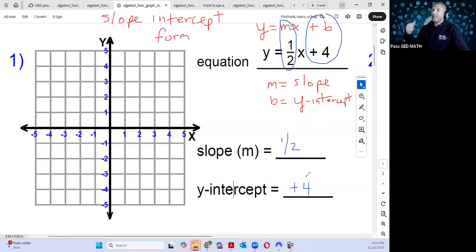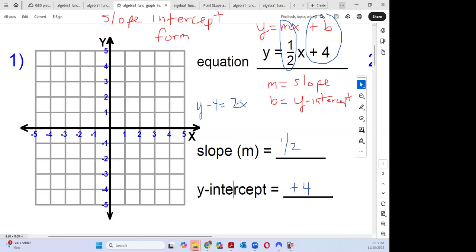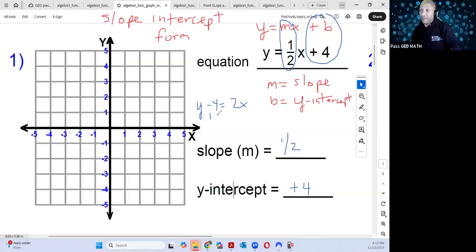But you have to know that it must look like y equals mx plus b. If it does not, it is not in slope-intercept form. For example, y minus 4 equals 2x is not in slope-intercept form. Can I easily put it in slope-intercept form? Yeah. If I add 4 to both sides, I get y equals 2x plus 4, and now it's in slope-intercept form. So again, you must be able to identify slope-intercept form.